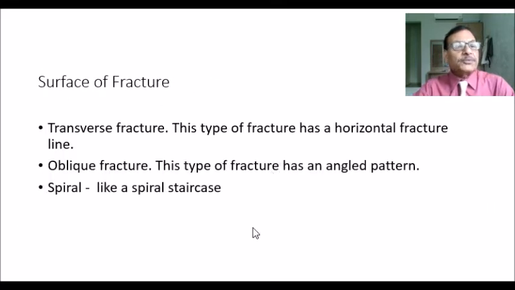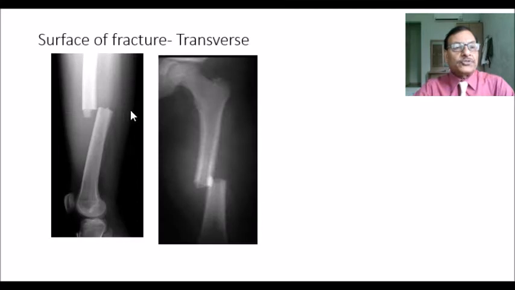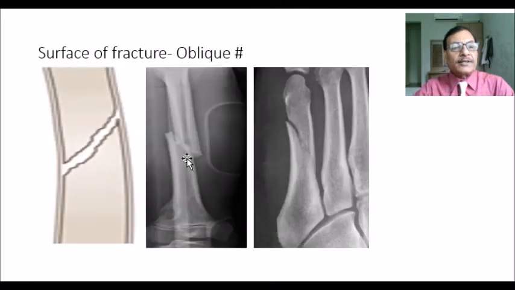The surface of the fracture is to be seen. It could be transverse, meaning the fracture line is horizontal; oblique, where the line is angled; and spiral, like a spiral staircase. See the examples: transverse, and this is oblique, but short oblique when you say it, and many say long oblique. So this is a transverse fracture. The surface of the fracture is transversely placed. Here it is an oblique fracture. The surface of the fracture is obliquely placed at an angle.